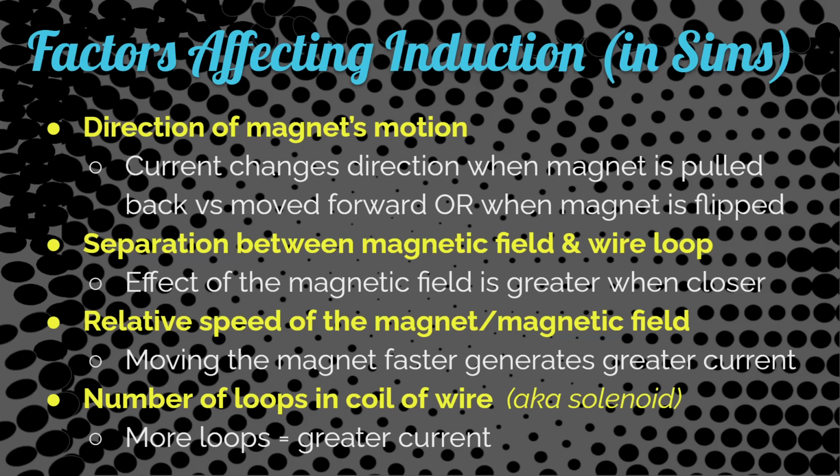The second factor is the separation between the magnetic field and the wire loop. You obviously are going to have more field lines penetrating your wire loop if your magnet is closer. And so that means you're going to have a stronger current, and that's what it says here. The effect of the magnetic field is greater when the two are closer to each other.